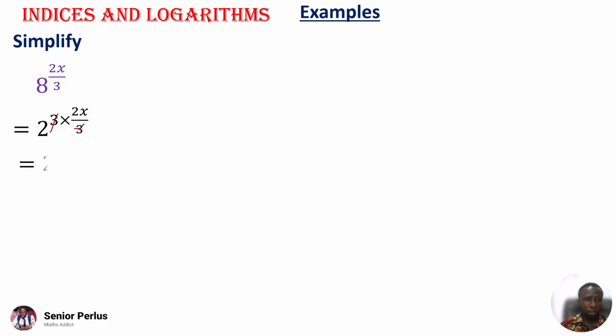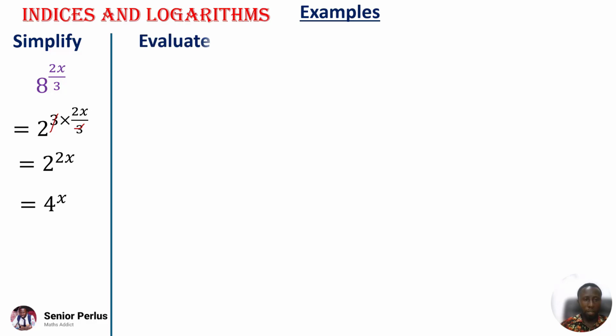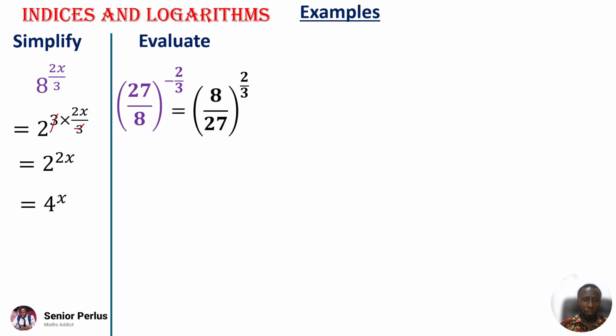Good. So we have this. Then we can simplify further. 2 to the power 2 is 4. Then that is 4. Good. Evaluate this. We should evaluate this, and this is one of the properties we talked about: a fraction to the power negative. Okay, good. And we said that this one can be interchanged as 8 on 27, then all to the power 2 on 3. This was a property we did talk about too.